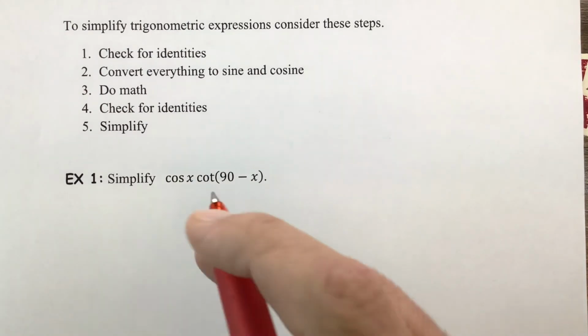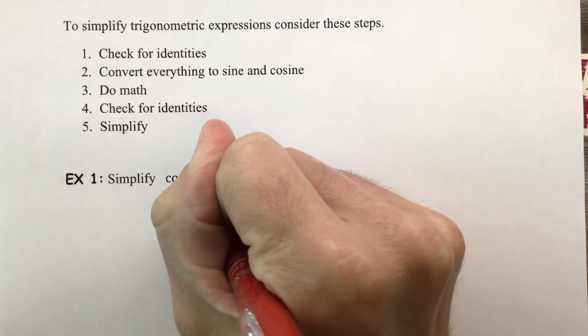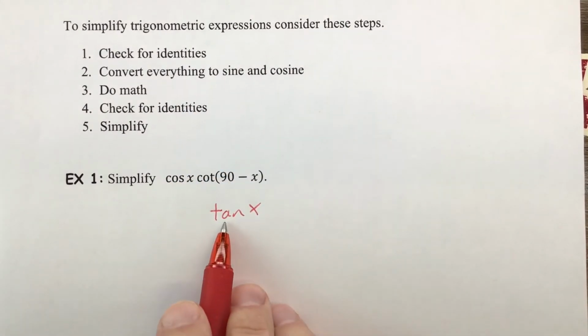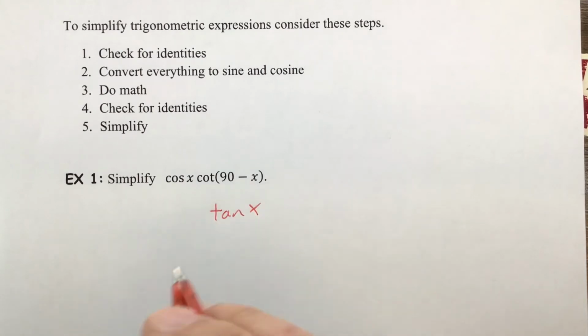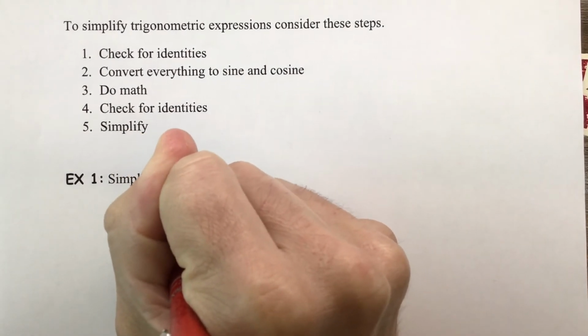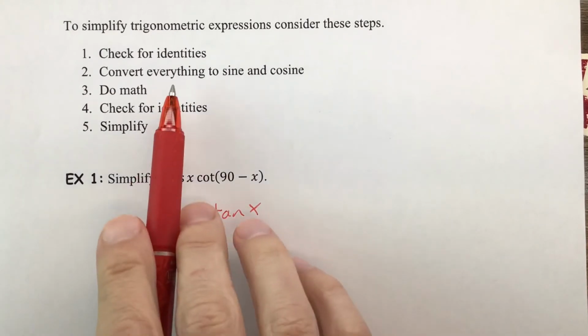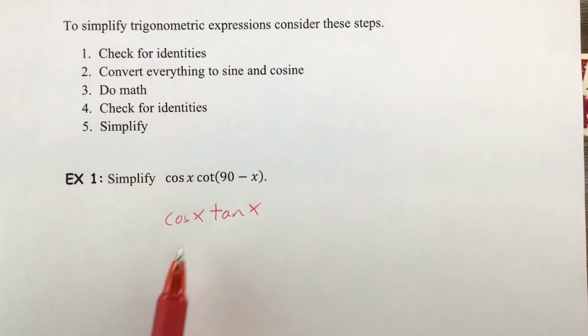What we can do is change that out for its cofunction. Call it tangent x, and then you don't have to have that. All right, so that'll get multiplied by the cosine of x. So that would be step one, look for any identities that might be there. Step two, convert everything into sine and cosine.